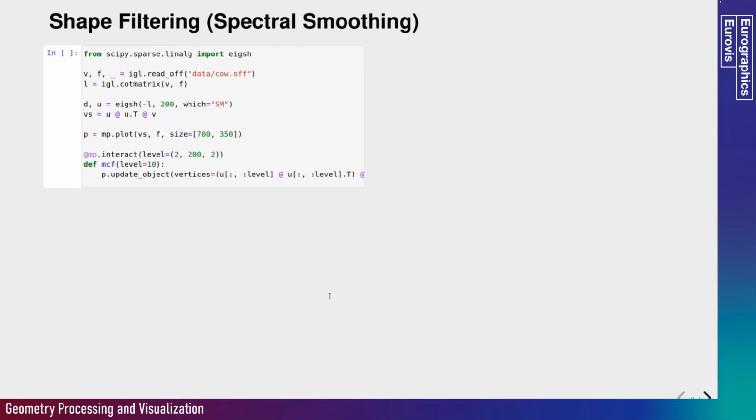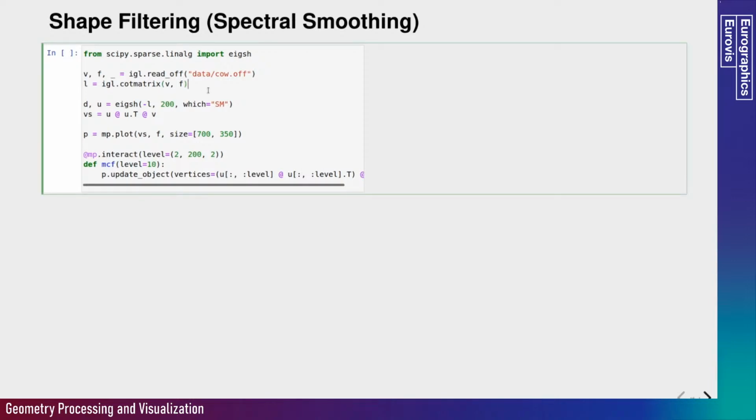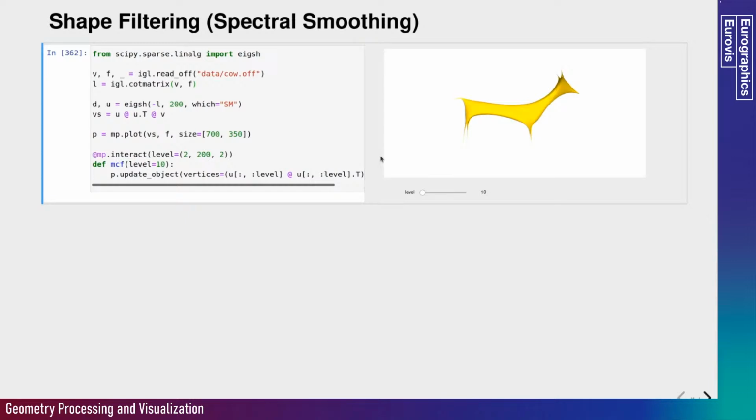Another smoothing technique is related to Laplacian smoothing, but still a little bit different and produces also different results. So this is spectral smoothing, where we make use of eigendecomposition of our Laplacian matrix. So let's first execute the code again. It takes a little while to calculate the eigendecomposition, and the smoothing we can see here on the right hand side again. So this is level 10. We can go down to level 2 and also up to level 200, and we see that the smoothing is a little bit different to what we've seen before.